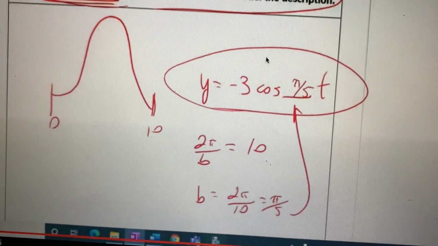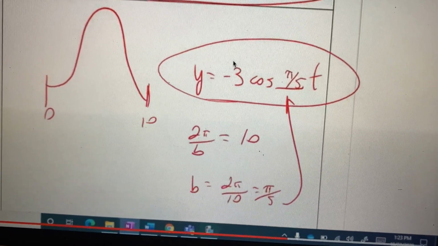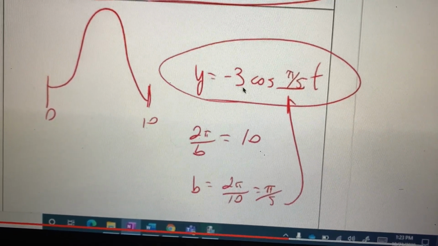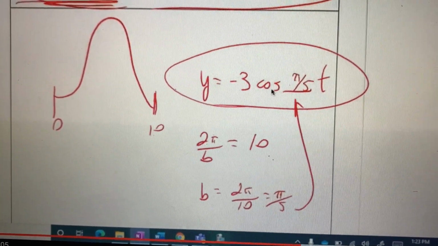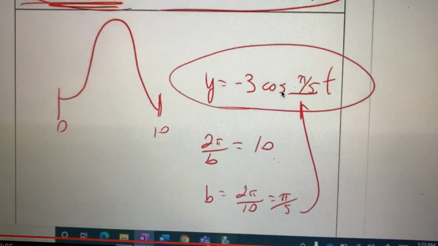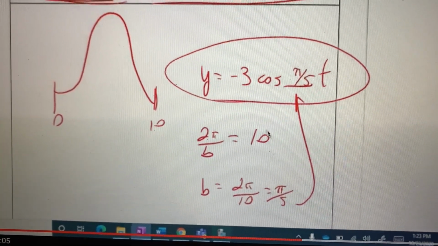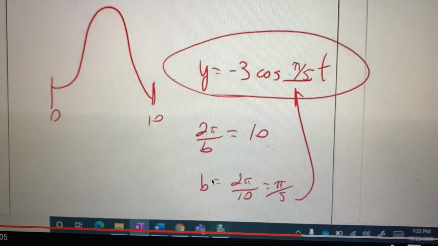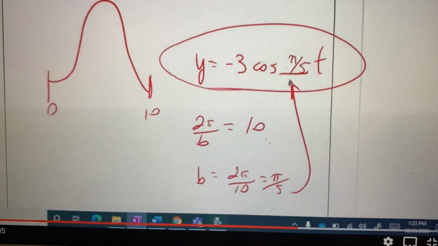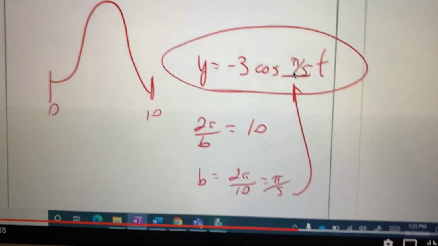So here is our equation. Our amplitude is -3. Again, it's going to be a cosine. Almost every time you have this situation, it's always going to be cosine. So if our period is 10, then the formula is 2 pi over b. So we can figure out that b is pi over 5 and put it in there. So that's our equation there.